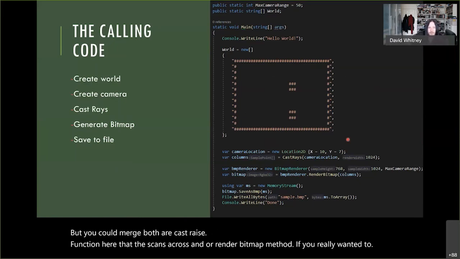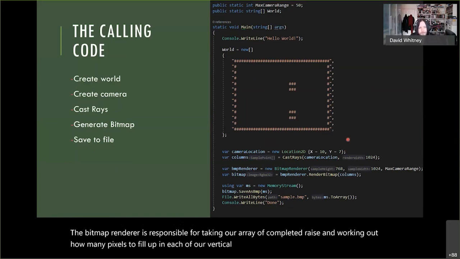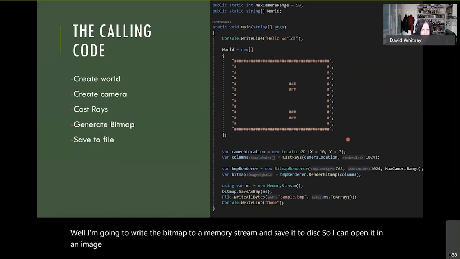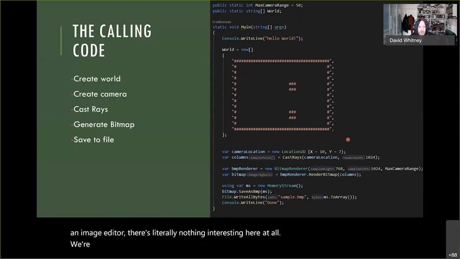The bitmap renderer is responsible for taking our array of completed rays and working out how many pixels to fill up in each of our vertical columns like we did by hand earlier. We're then going to write the bitmap to a memory stream and save it to disk so I can open it in an image editor. There's literally nothing interesting here at all. And we're gonna dive into our height calculations now.